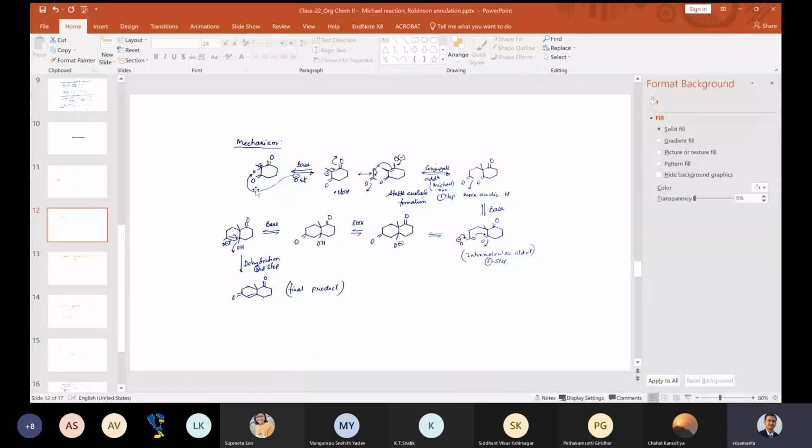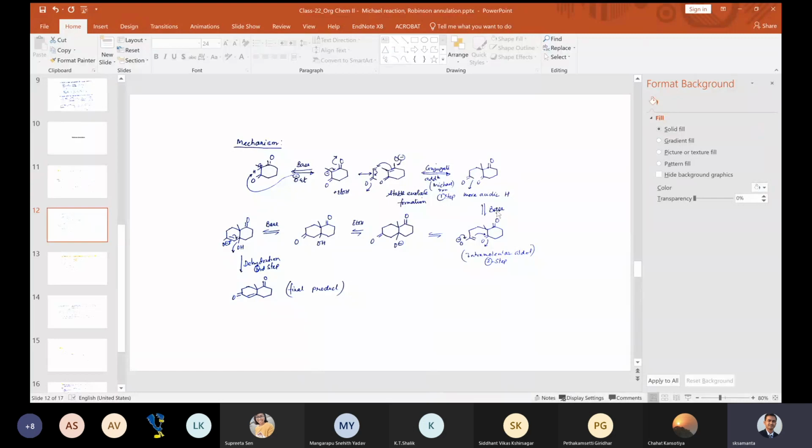Mechanism, it is very simple, you can easily guess. So this proton is very acidic. Take base, form negative charge, which is in resonance with this one. Methyl phenyl ketone is the Michael acceptor. This comes back, this double bond attacks here. So it forms this Michael addition bond. This is step 1.